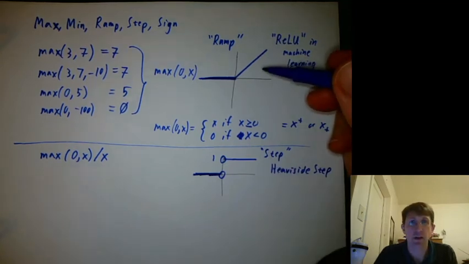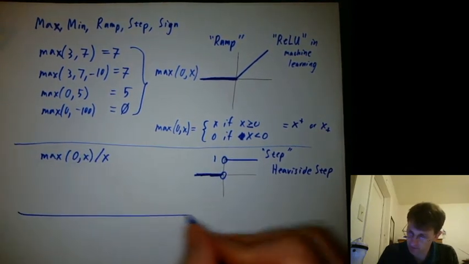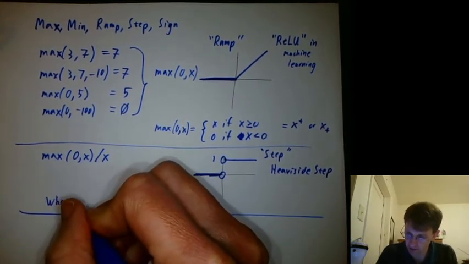What's the derivative of the ramp function? Can you take a minute to think about that? I'll write that question here.